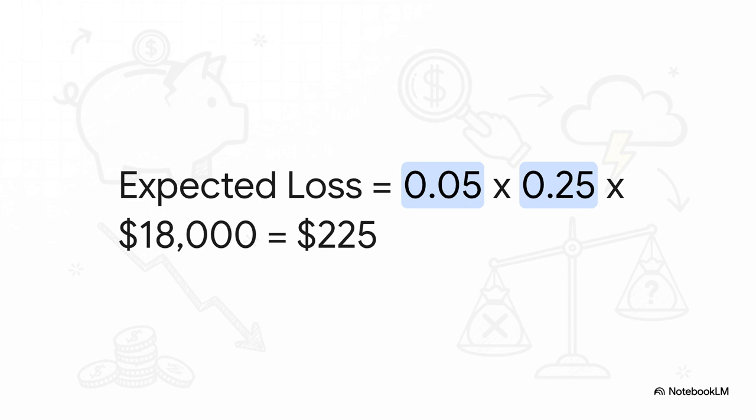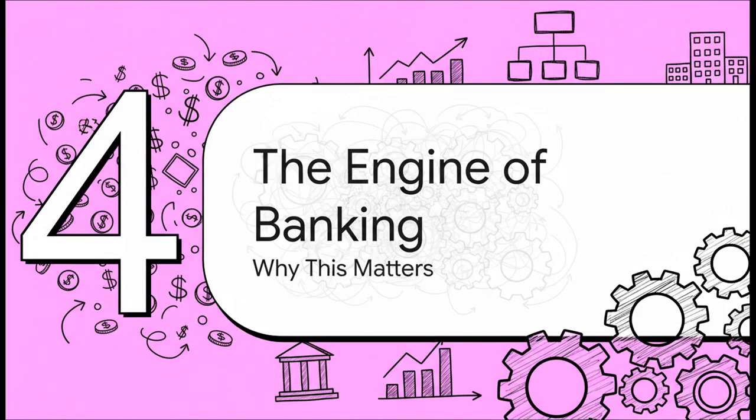That means for every single loan of this type that the bank issues, it can expect, on average, to lose $225. Now, $225 might not sound like a lot of money, but when you multiply that by hundreds of thousands or even millions of loans, that number becomes the very engine that drives how a bank operates, how it prices its products, and how it manages its risk.